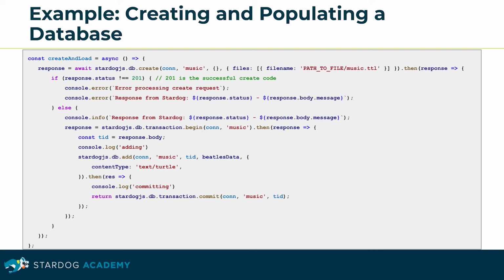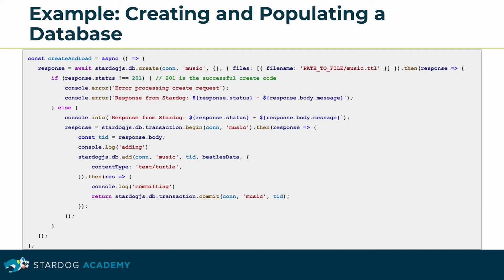Once the database has been created, we will then start a transaction. In order to do the transaction, we will call Stardog.js db transaction begin and pass in the connection and the database name. Once the transaction has been created, we will start adding data. We do this by calling Stardog.js db add using the connection, the name of the database, the transaction ID, and the data that we would like to add.